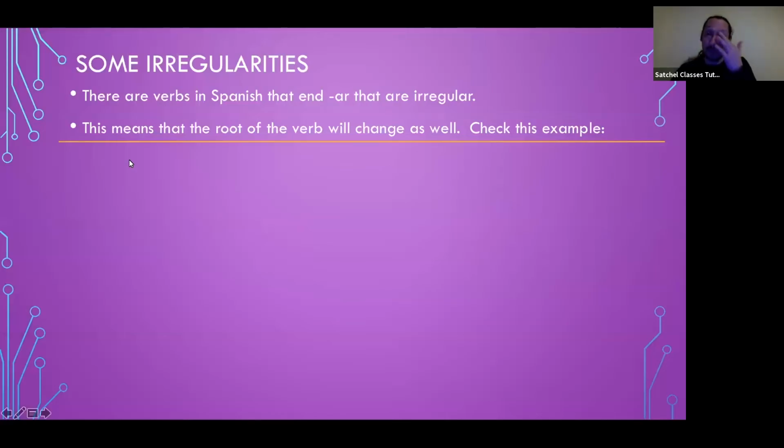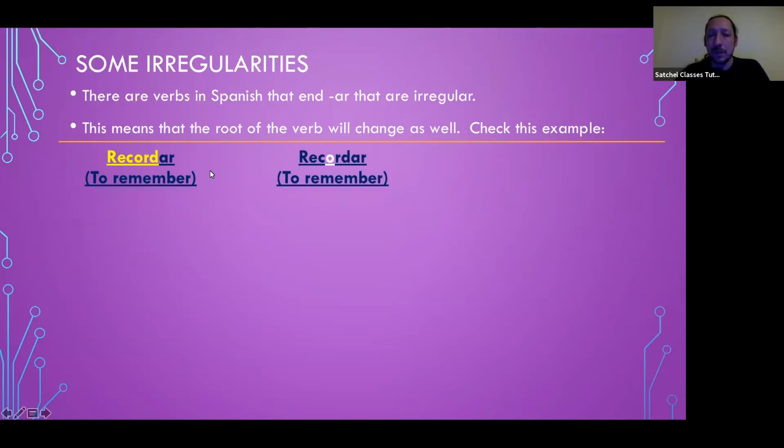Now, there are some irregularities, by the way. There are verbs in Spanish that end in AR that are irregular. That means that the root of the verb will change as well. Let's check one example. Recordar ends in AR. The root is record, and the verb means to remember. Now, let's have a look and see what happens to recordar.